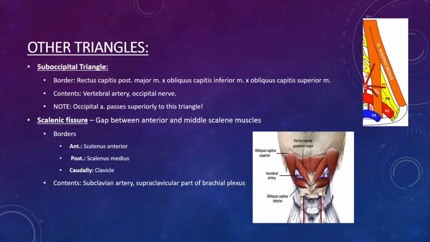We also have the scalene fissure, which is the gap between the anterior and middle scalene muscles. So the anterior border is obviously the anterior scalene muscle, but the posterior border is the middle scalene muscle, and then it is caudally bound by the clavicle, effectively making it a triangle. And we can find the subclavian artery and the supraclavicular part of the brachial plexus passing through here. So that's all for neck triangles.